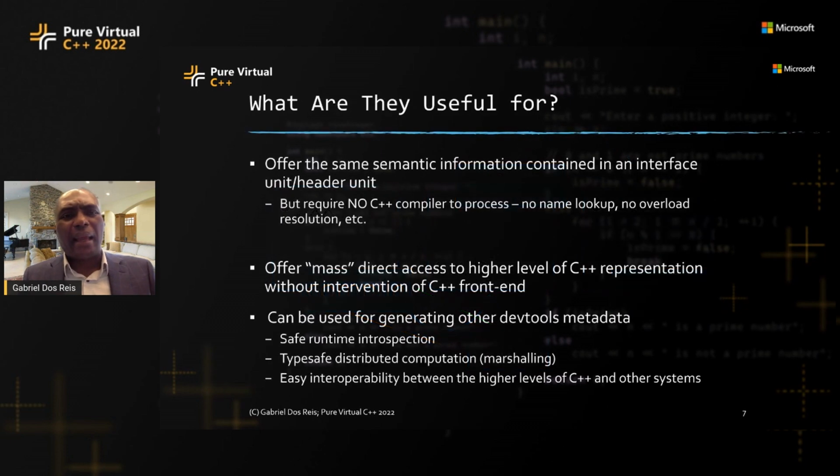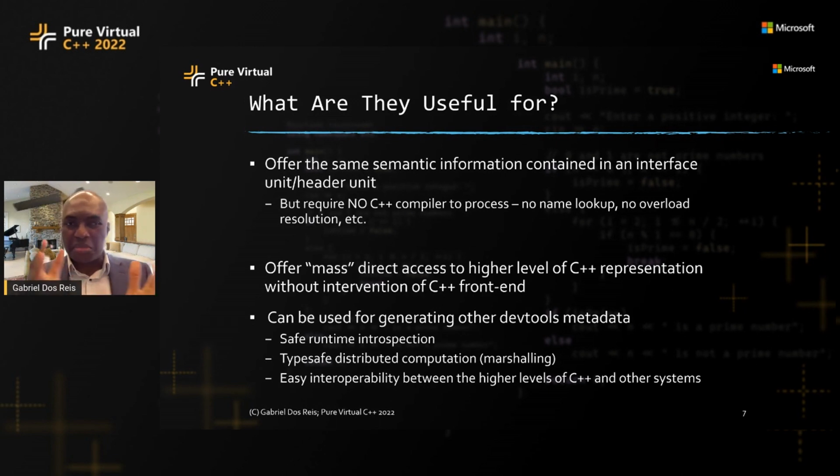Now, the nice thing about the IFC file, the BMI, whatever you want to call it, is that it offers the exact same semantic content as the original input source file, which is just a sequence of characters. However, if you understand how that structured data is saved on disk, you no longer need a C++ compiler to actually process it. You don't need to know anything about name lookup. You don't need to know anything about overload resolution or that kind of stuff.